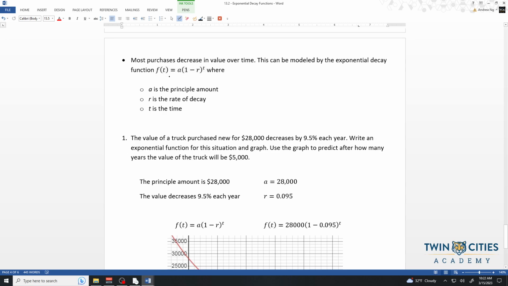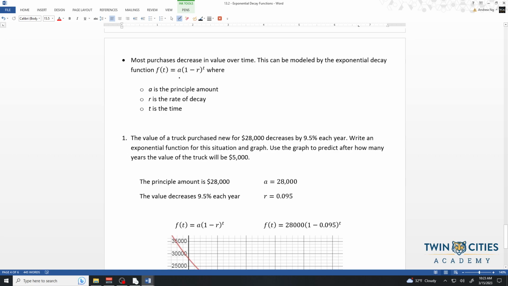So here we're going to use the function f of t equals a parentheses 1 minus r to the t. You'll remember that in exponential growth, a problem in the real world sense used a times 1 plus r. So the difference between growth and decay is whether you're adding your rate or you're subtracting your rate. For growth, you'll add. For decay, we're going to subtract. Everything else is pretty much the same here.